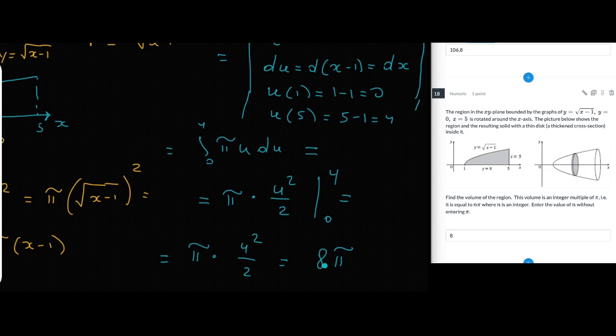Now, here be careful with what the problem is asking you to enter. The problem says the volume is an integer multiple of pi, in other words, pi times an integer. And the question is, what is that integer? And we see that that integer is 8. So the number that you have to enter for this problem is 8.